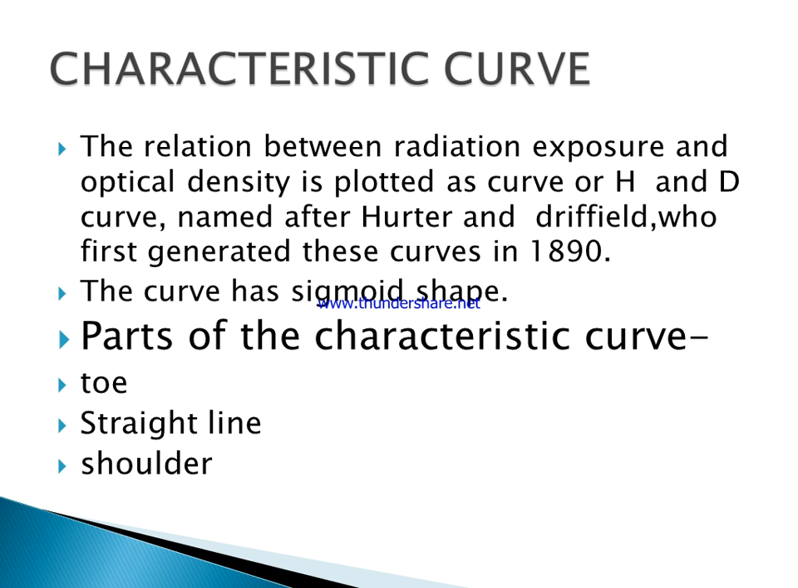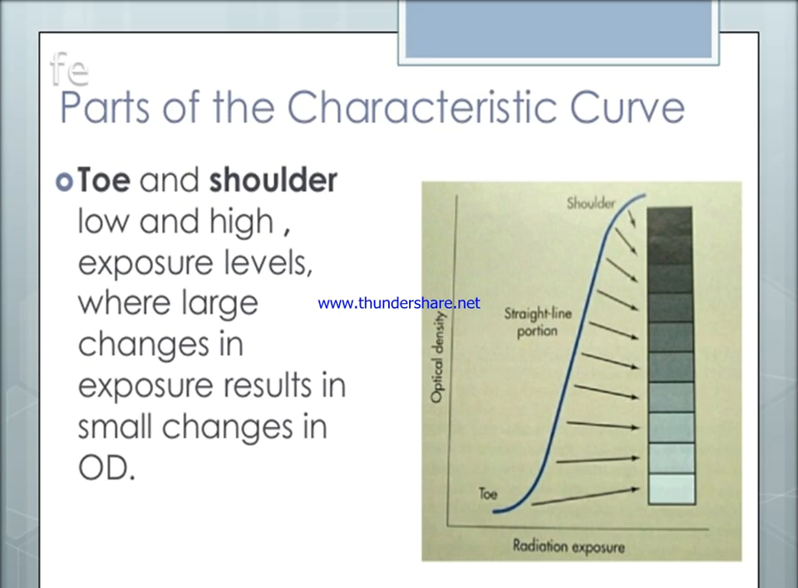Parts of the characteristic curve are the toe, straight line and shoulder. The upper part is the shoulder, the middle part is the straight line, and the lower part is the toe. This curve is also called a sigmoid shape.